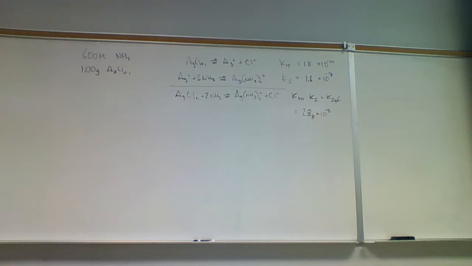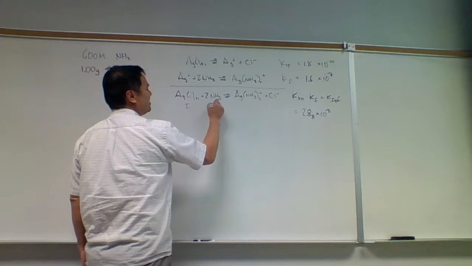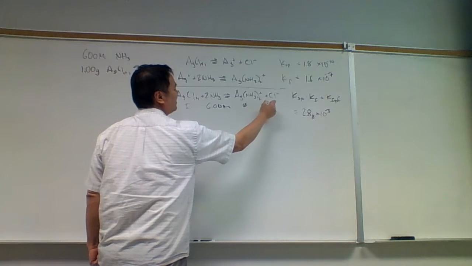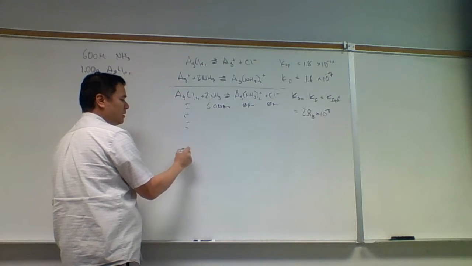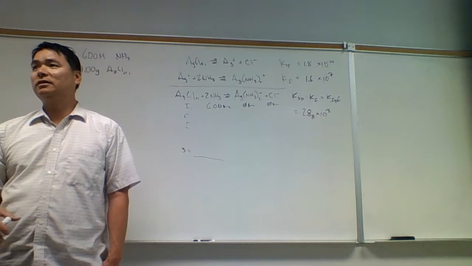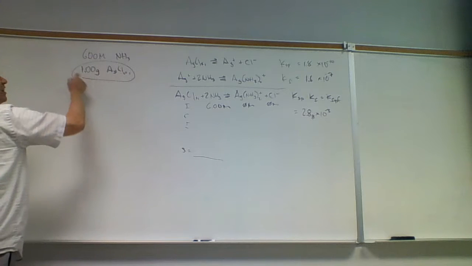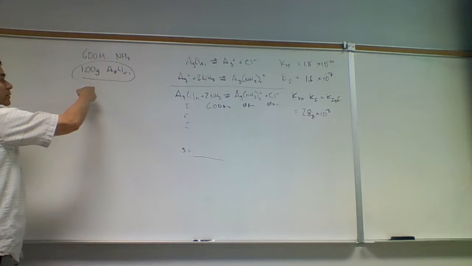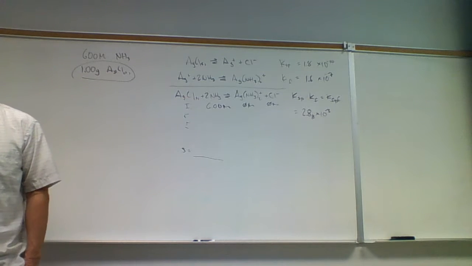Basically what we did was we just set it up. Initial is 6.00 molar, 0 molar, 0 molar. And then we calculate the solubility. Once you figure out the solubility, that's how many moles will dissolve in a liter. And so we have this many grams. This is a lot less than a mole. A mole is 143 grams. So we don't need a liter. We need a lot less than a liter to dissolve this.